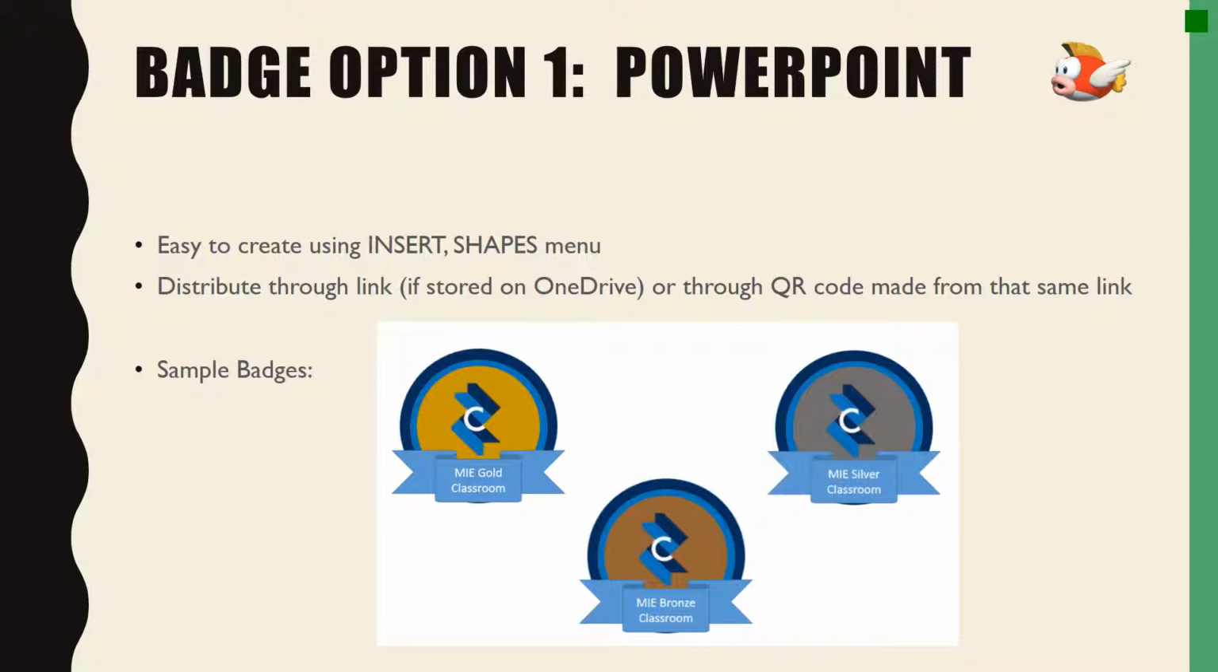So how do I make digital badges? PowerPoint is one option. You just go to the Insert Shapes menu, and these are some that were made through Shapes when we were doing some brainstorming for the MIE classroom. We're not using these anymore. But also, then you could send them out through a link. So for example, if you stored the PowerPoint badges on your OneDrive, then students could either claim them by going to a QR code, or you could send it to them through a link. So store them online, and then they'll be easy to share.